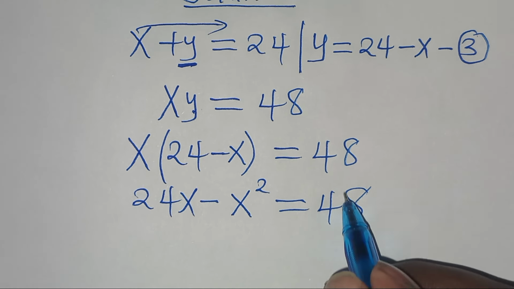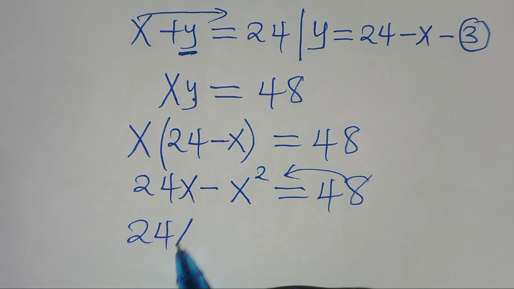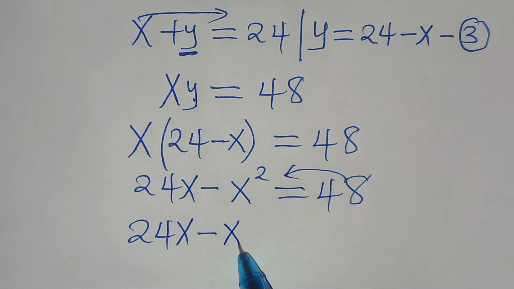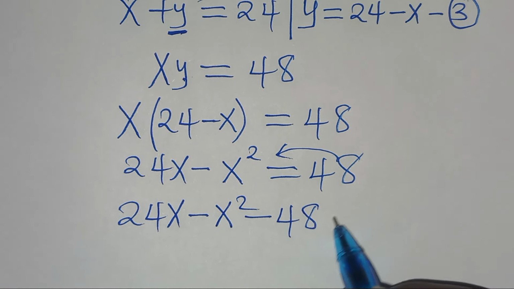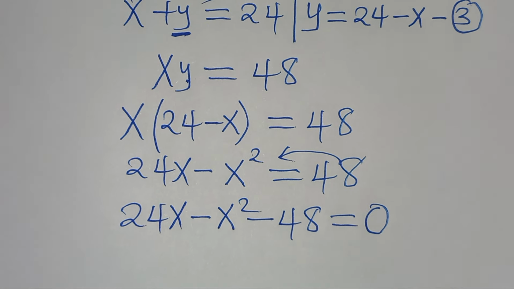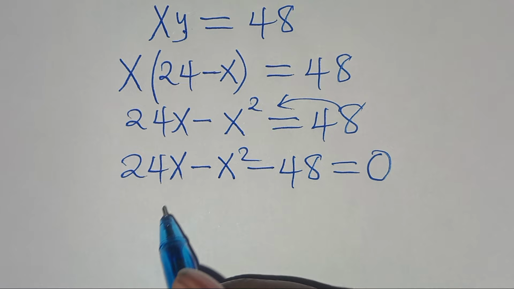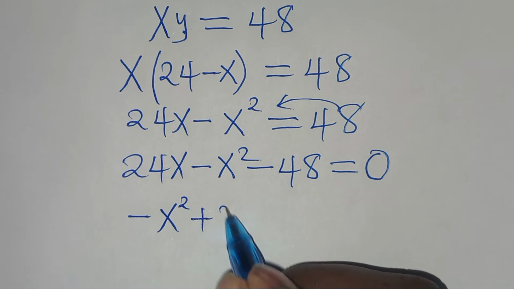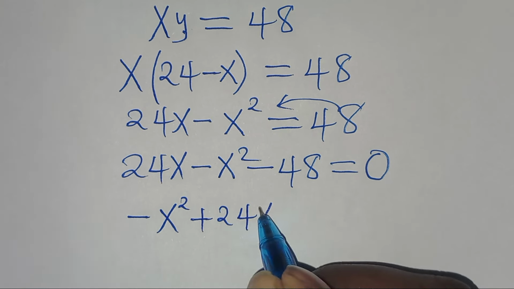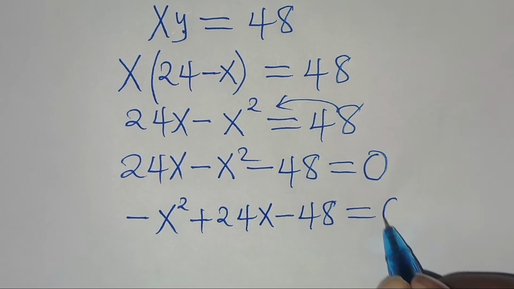The next step is to take 48 to the left hand side so that we have 24x minus x squared minus 48 equal to 0. We can rearrange this equation as minus x squared plus 24x minus 48 equal to 0.